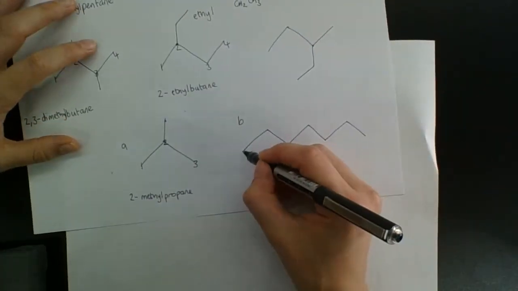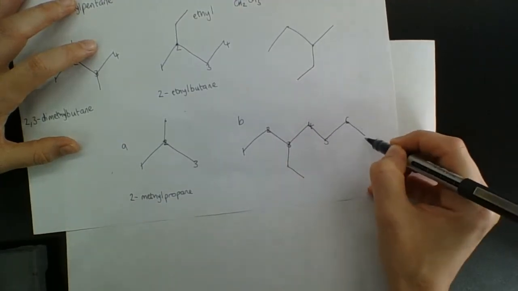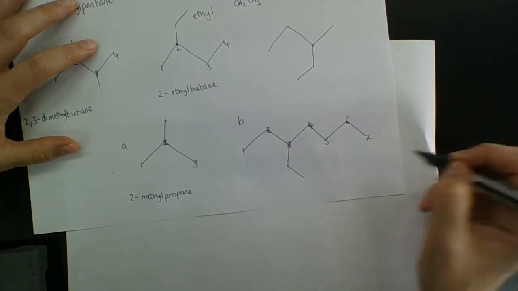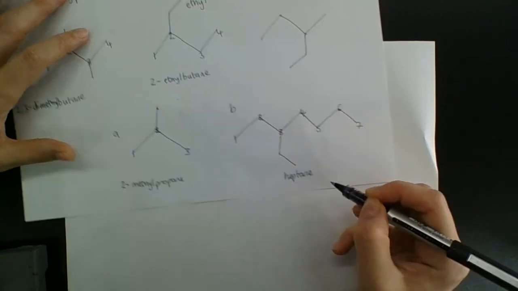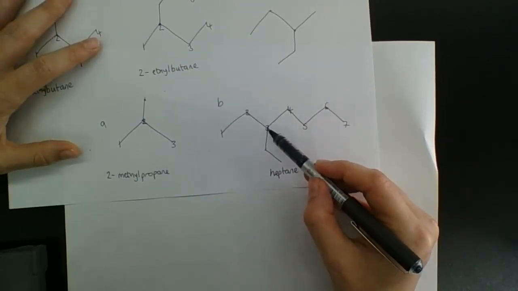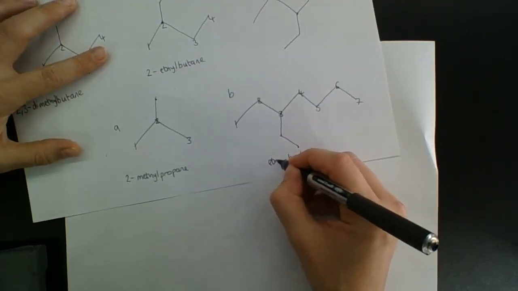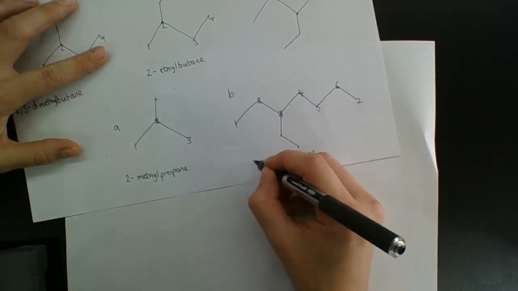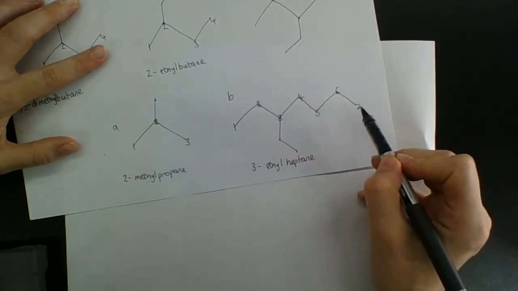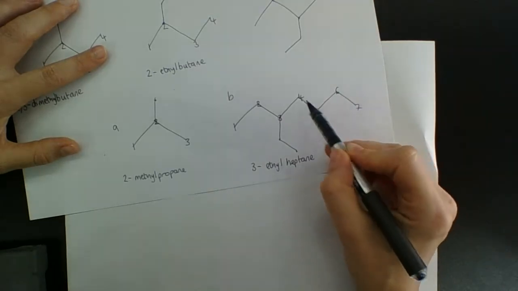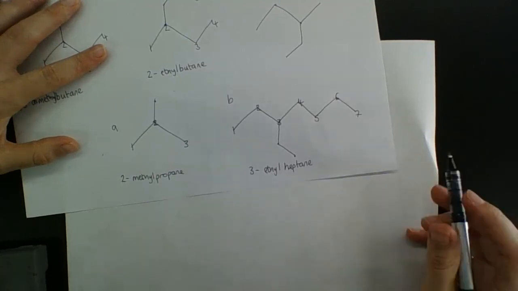Let's name B. So we have 1, 2, 3, 4, 5, 6, 7. The longest chain there is 7, and that will be heptane. Then the group that is attached, that's 1, 2 carbons, so that's an ethyl group, and it's on the third carbon. Have I got the lowest numbering system? Let's check, because if I did it from here, 1, 2, 3, 4, 5. So yes, that is the correct name, 3-ethylheptane.